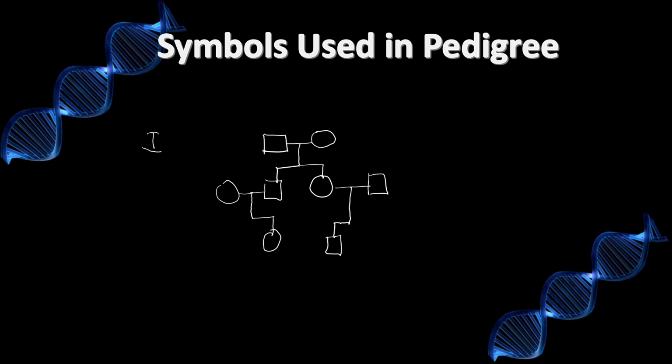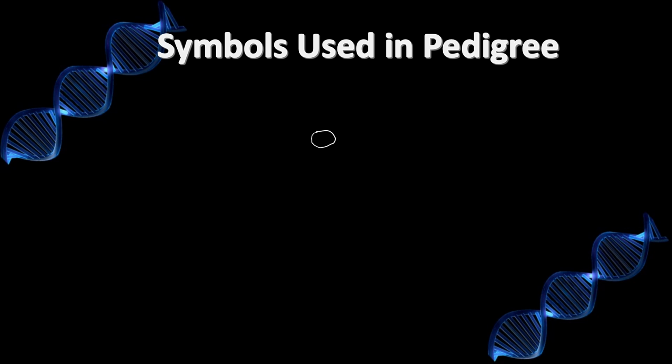So here the relation is a close relation. Only one or two generations gap is there, so the relation is close. Okay, so we will represent it by drawing two lines instead of a single line for indicating consanguineous mating. Okay, so I think you all understood the terms and symbols represented in the pedigree.